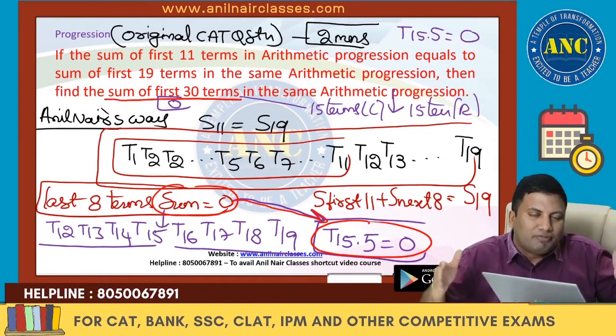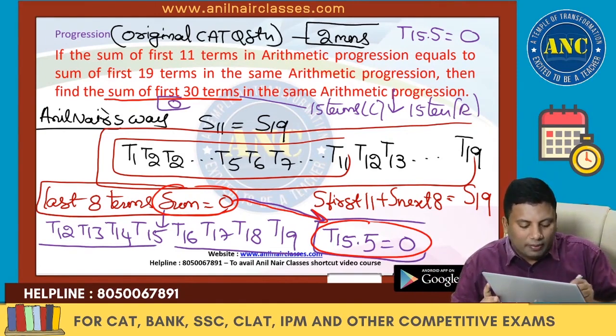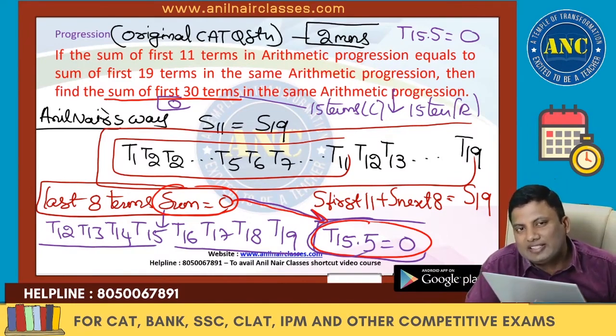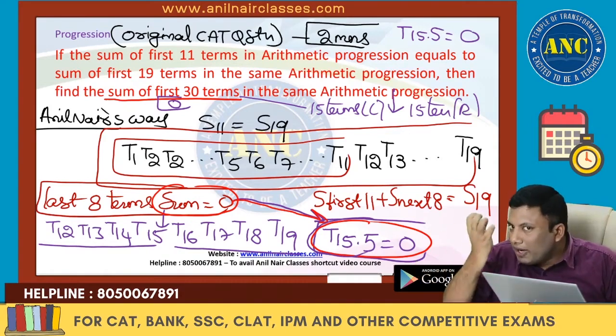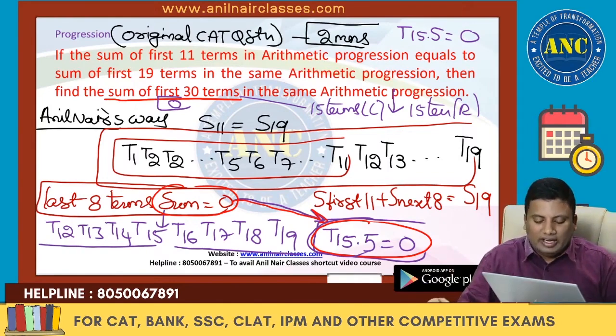4 to the left, 4 to the right. The middle value of the last 8 terms will be 0, which is T15.5 is 0. If T15.5 is 0, the average is 0, and the sum will be 0, because average is the sum of the quantities divided by the number of quantities. I hope it is clear.